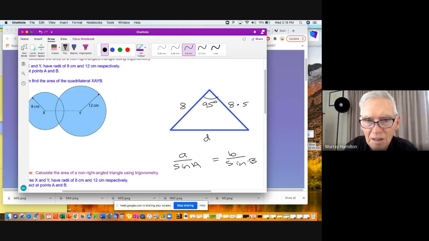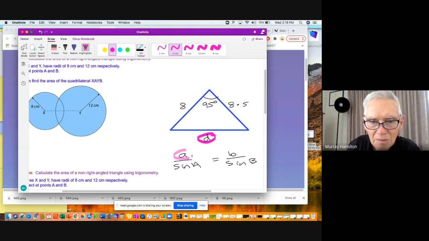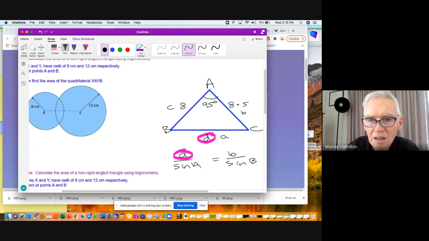Now what we need is when we're doing this, the side here must match the top there. So I'm going to relabel my triangle: this is capital A, that's little a. This is capital B, that's little b. This is capital C, and that is little c. So here we have A over sine A. I need A over sine A. I've got that one, that would be the 95. B would be 8.5. Do I have the sine of B?